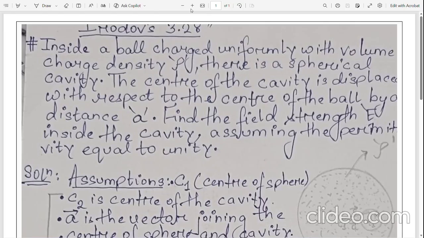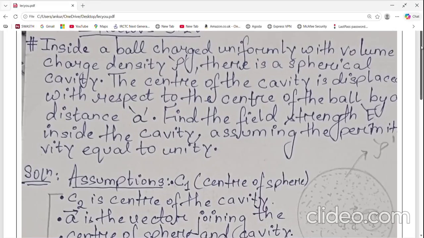So first of all, let's see what the question says. Inside a ball charged uniformly with volume charge density rho, there is a spherical cavity and the center of the cavity is displaced with respect to the center of the ball by a distance a. Find the field strength E inside the cavity, assuming that the permittivity is equal to unity.